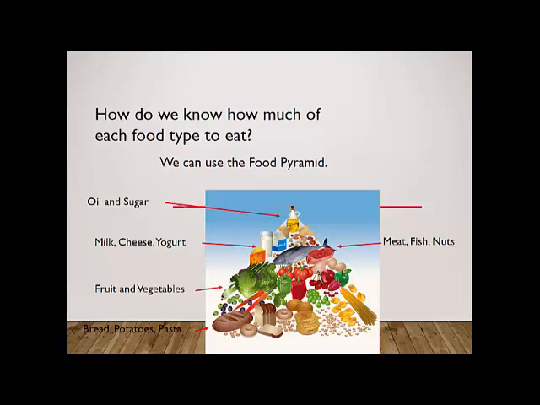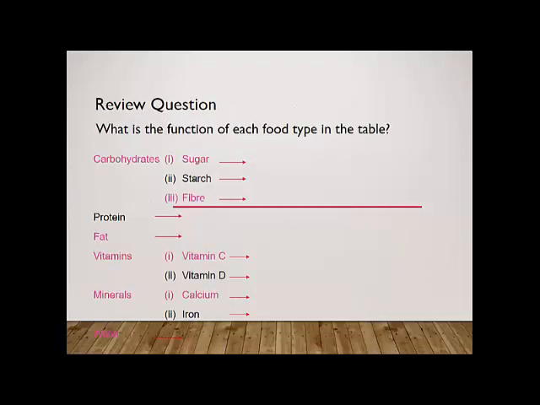Fruit and vegetables are required in lesser quantity than the bread, potatoes, and pastas, while milk, cheese, yogurt, meat, fish, and nuts are required in lesser quantity than fruits and vegetables, while oil and sugars are required in the least quantity.